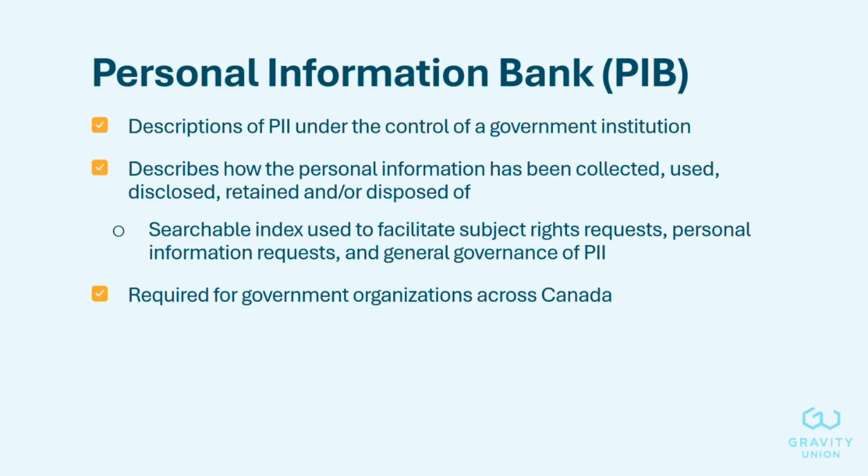They act as an index of personal information that has been collected, how it is used, if it is being disclosed, how long it should be retained for, and if it is disposed of. It should be a searchable index, so you can use it to facilitate things like subject rights requests when members of the public or your own staff make a request to see the information that has been collected on their behalf through your organization and what initiatives it is involved in, as well as general governance of personally identifiable information. So it is a way to classify that within your organization.